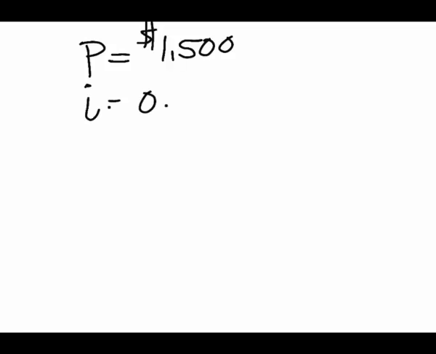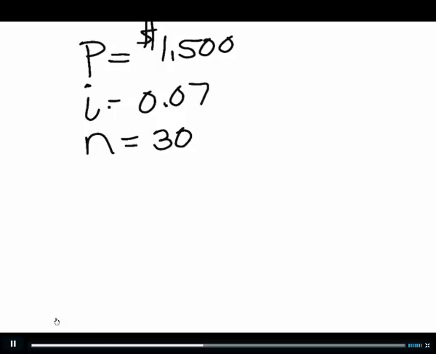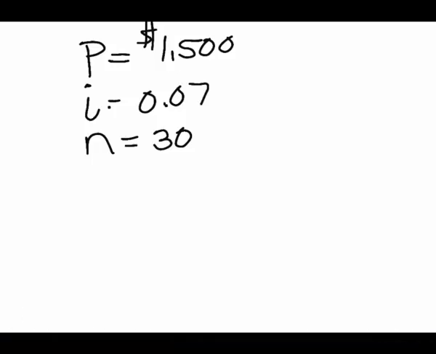All right, so let's try a problem. I want you to use the compound interest formula to find the future value A for the following values. Let's say that P is $1,500. That's $1,500. i is 0.07, and n is 30. It will not be compounded continuously because they gave you your n.